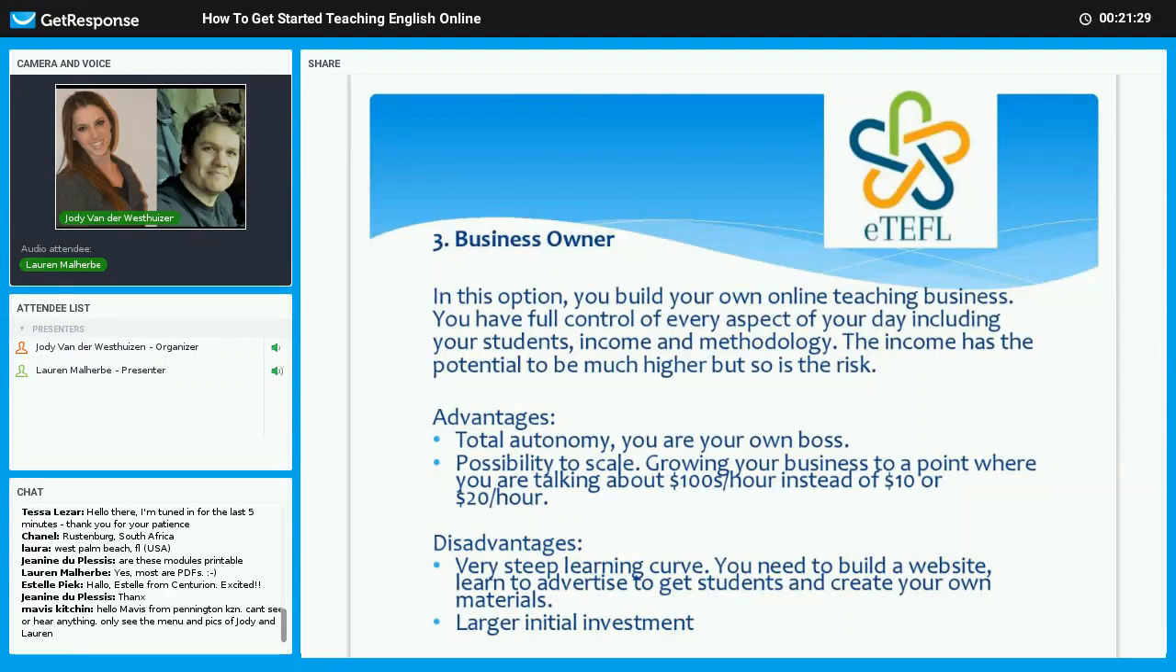The disadvantages, though, are it's a very steep learning curve. You need to build a website, learn to advertise, to get students, create your own materials, etc., etc. And of course, there's a larger initial investment in this. But we have a solution for all of those things, which we'll talk about later. All right.